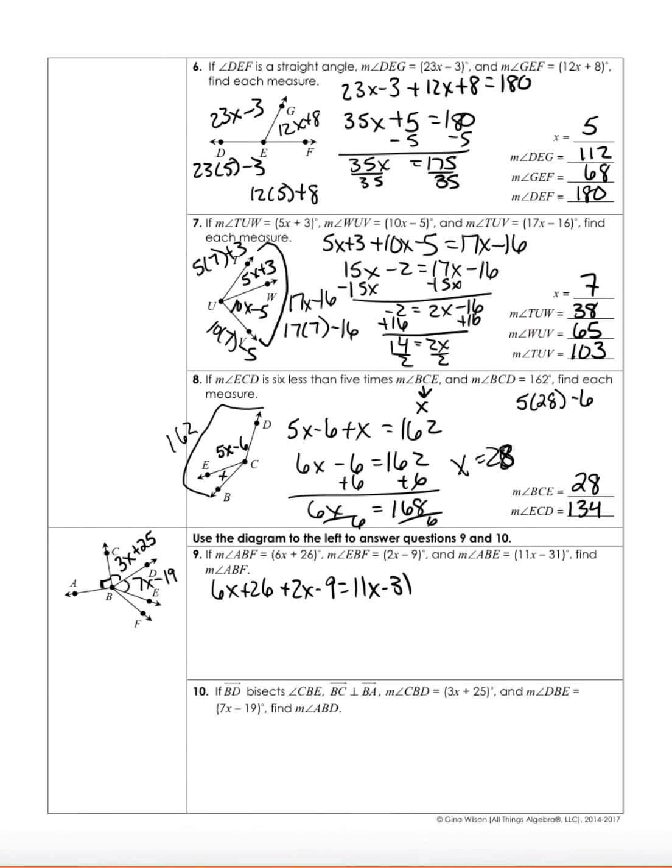Okay, so the first thing I'm going to do is use this information about bisecting to say that those 2 parts are equal. So 3x plus 25 equals 7x minus 19. So I'm going to subtract 3x from both sides and get 25 equals 4x minus 19. I'm going to add 19 to both sides. This will be 4x equals 44. And when I divide by 4, I get x equals 11.